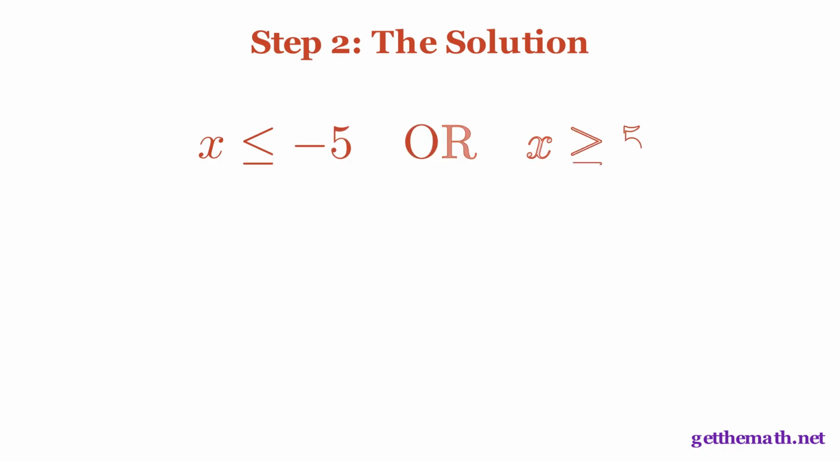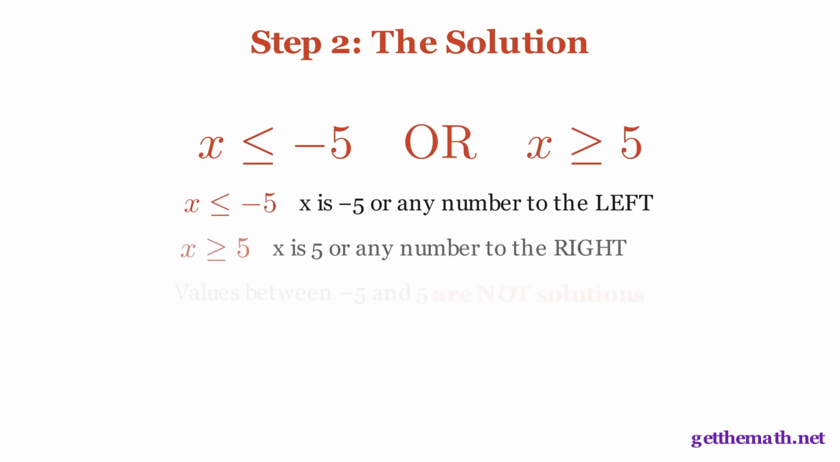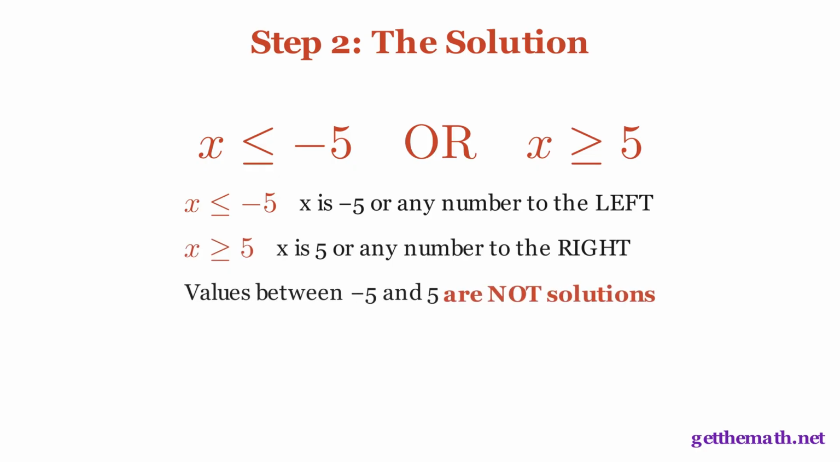Step 2, the solution. Because x is already isolated, we do not need any algebra steps. The rule gave us the answer directly. X is less than or equal to negative 5. Or x is greater than or equal to 5. This means x can be negative 5 or any number to the left of negative 5. Or x can be 5 or any number to the right of 5. The values between negative 5 and 5 are not solutions.